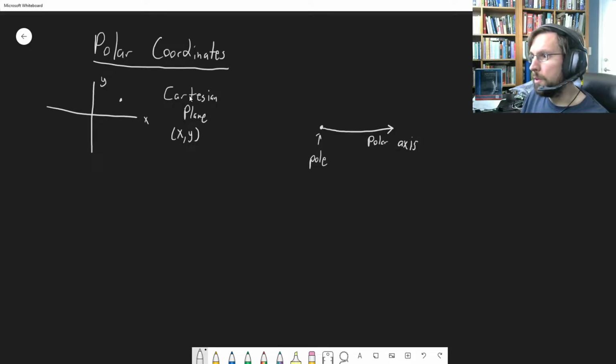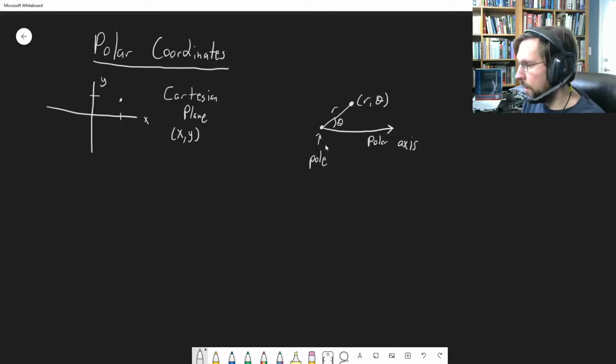Okay, so whereas we would define our point xy as number of units to the right is the x-coordinate, number of units up is the y-coordinate, our point P here is going to be defined in terms of two things still. One of them is r, the distance from the pole, and the other one is theta, the angle from the polar axis. Okay, so r, theta.